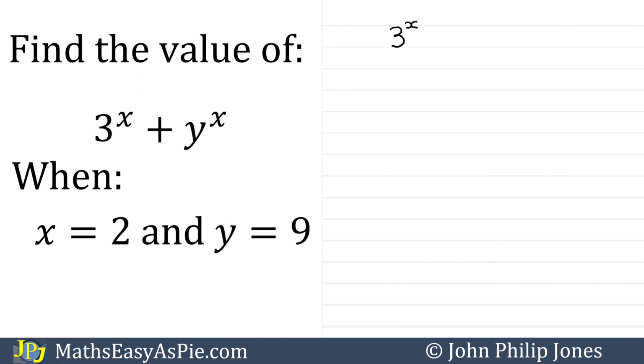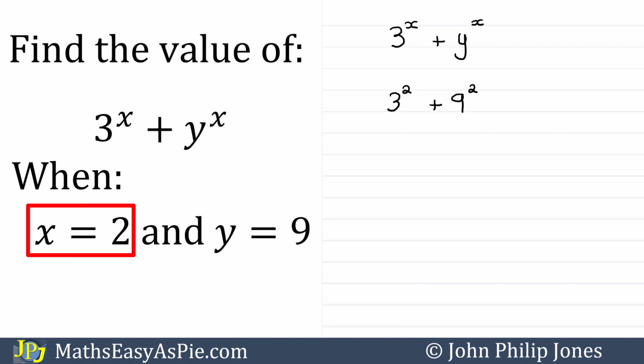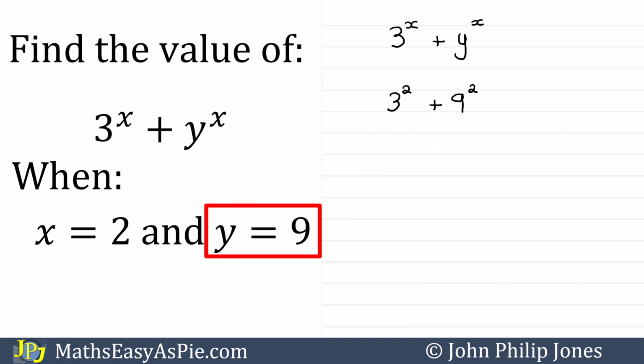We are given 3 to the power x plus y to the power x. We can write this down as 3 to the power 2 plus 9 to the power 2. Now this 3 has been written down to here, and in place of this x you can see we've put 2, because if you look down here you can see we're told that x is equal to 2. Now in the position of this y you can see we've written down 9, and that's because if you look here you can see y is equal to 9.